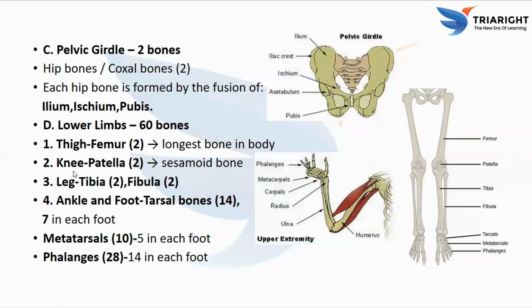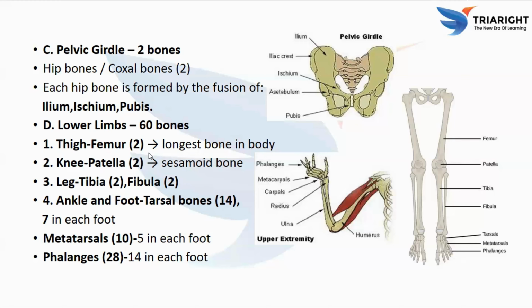So tibia, the shin bone, is the larger weight-bearing bone. The fibula is a thinner bone on the side. It gives support and muscle attachment. The tibia is the main weight-bearing bone, whereas the fibula stabilizes the ankle.